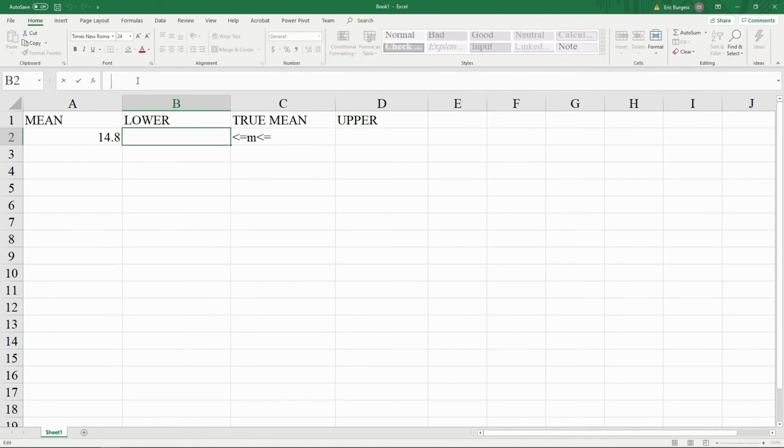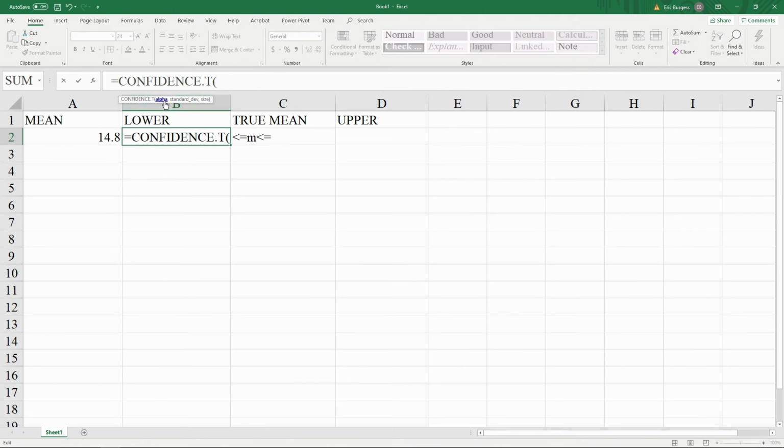Now the lower, we want to write in a function. So we're going to type equals to let it know we're going to be doing a function. And then we're going to type t.confidence, or it might be confidence.t. I always get it mixed up. Confidence.t. If you can actually just navigate to it and hit tab, and it will type the rest for you, or you could just type it all out. But we have confidence.t, and it wants an alpha.